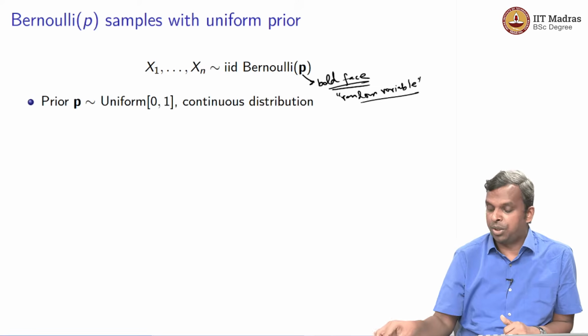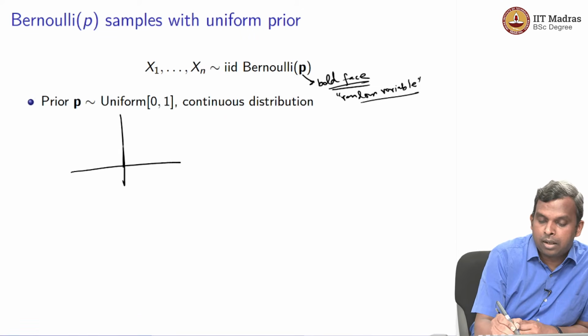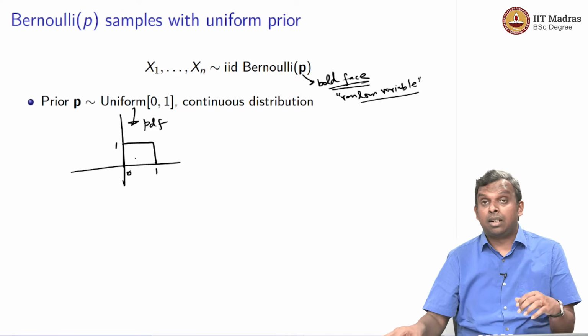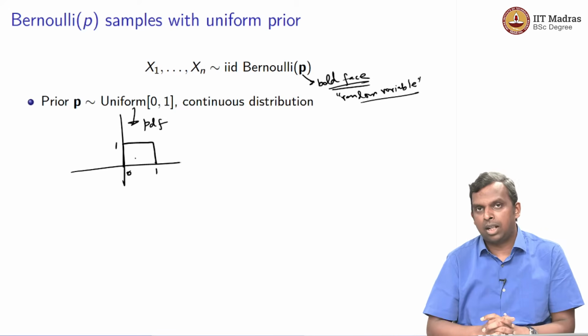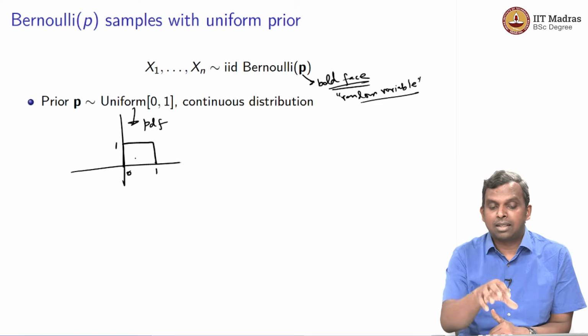It's a continuous distribution. You remember the continuous uniform distribution has a PDF which is flat, right. So this is the PDF of the uniform distribution. It's flat between 0 and 1. Any value between 0 and 1 is sort of equally likely; any interval of the same width is equally likely. So that's the prior distribution.